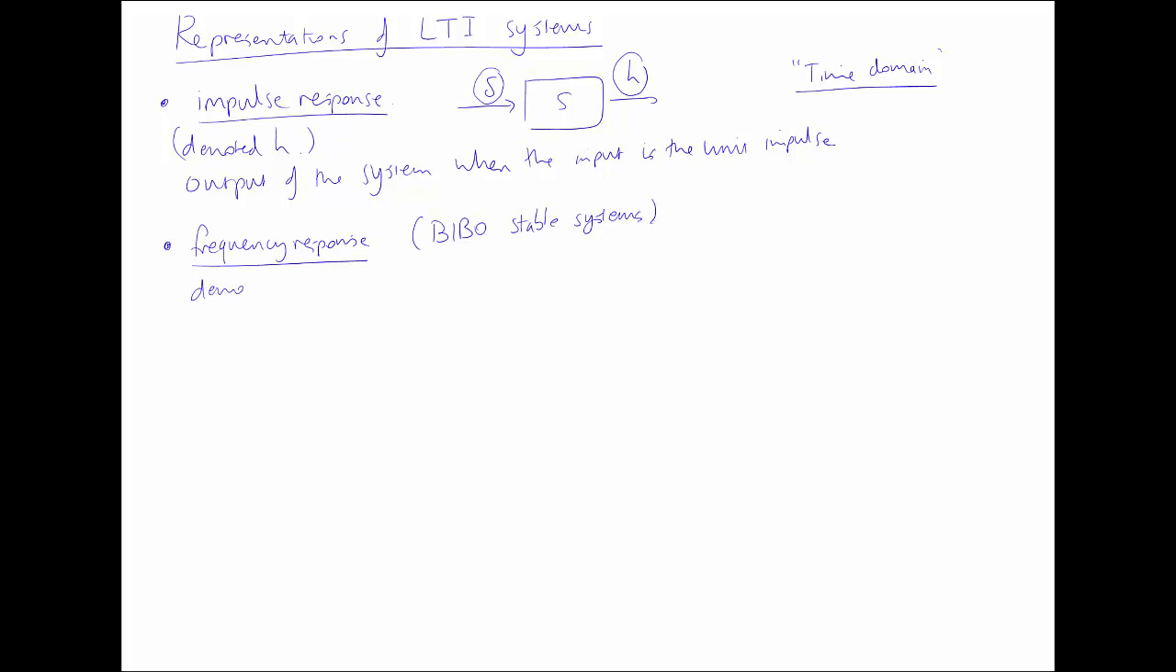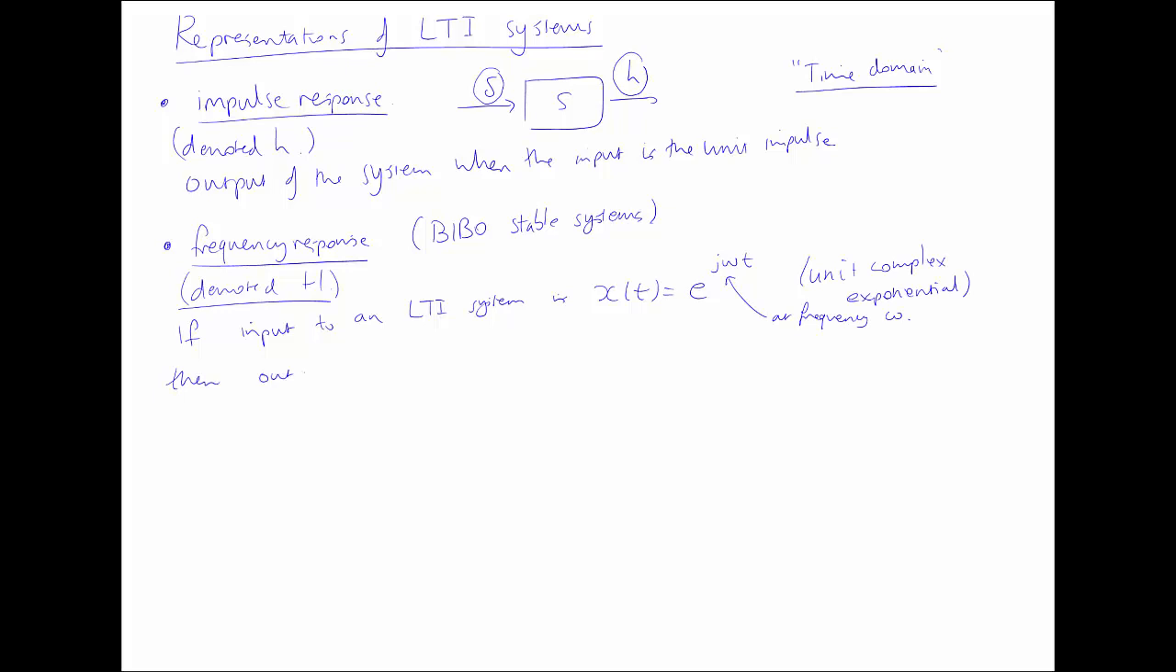This is usually denoted by capital H, and it is defined by the following. If the input to an LTI system is this unit complex exponential at frequency omega, then the output is some complex number times the input. These signals are very special. When you put them through the system, they just get scaled by a complex number, and this is the frequency response at frequency omega.